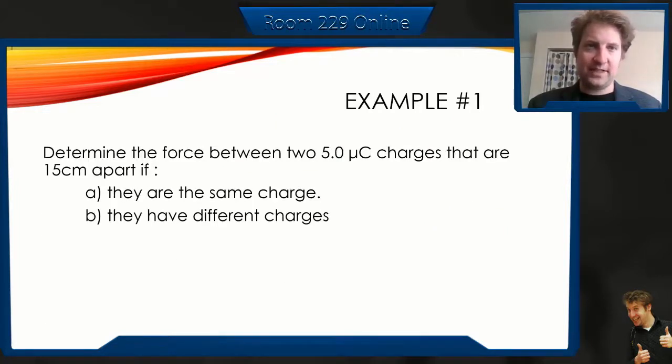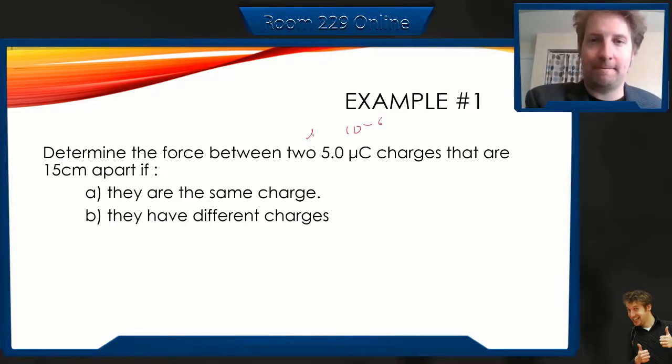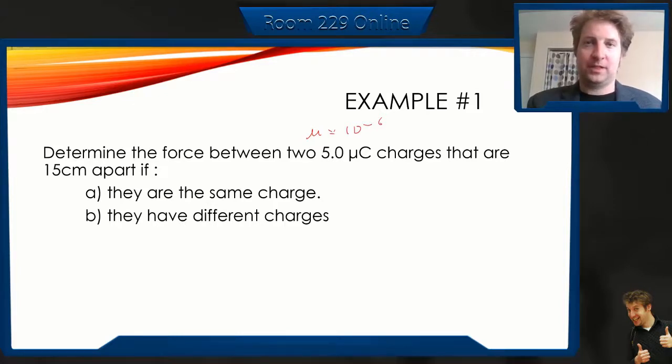So let's see what happens if I take a 5 micro, 10 to the negative 6 micro, Greek mu, lowercase, Coulomb charge. Take two of them and I put them 15 centimeters apart. How much force is there going to be if A, they have the same charge, or B, they have different charges?